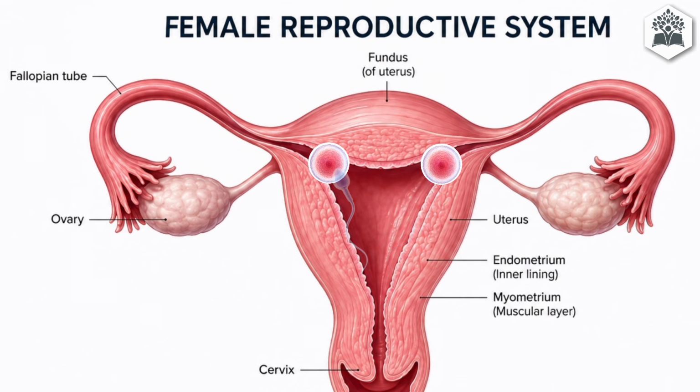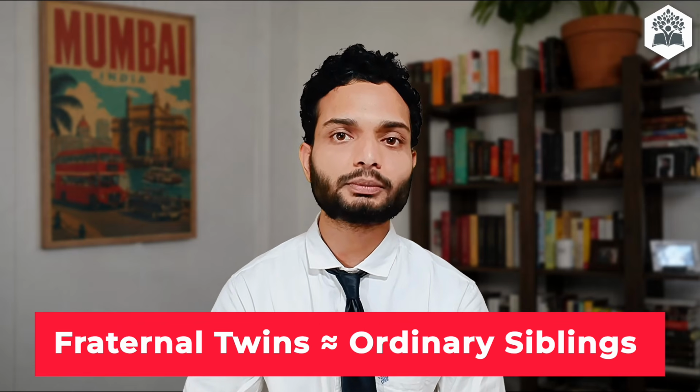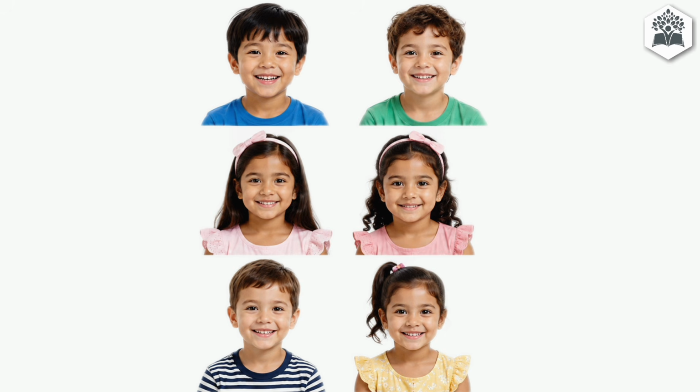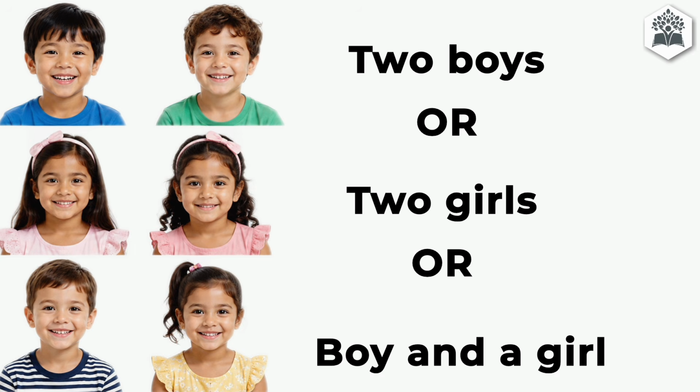We therefore have two eggs and two sperm, so two zygotes. Each zygote develops into its own embryo and eventually into its own baby. These are fraternal twins because they come from two separate fertilization events. Fraternal twins are genetically similar in much the same way as ordinary brothers and sisters. They can be the same sex or different sexes. For example, one pair could be a boy and a girl. Another pair could be two boys or two girls, and they don't necessarily look alike.